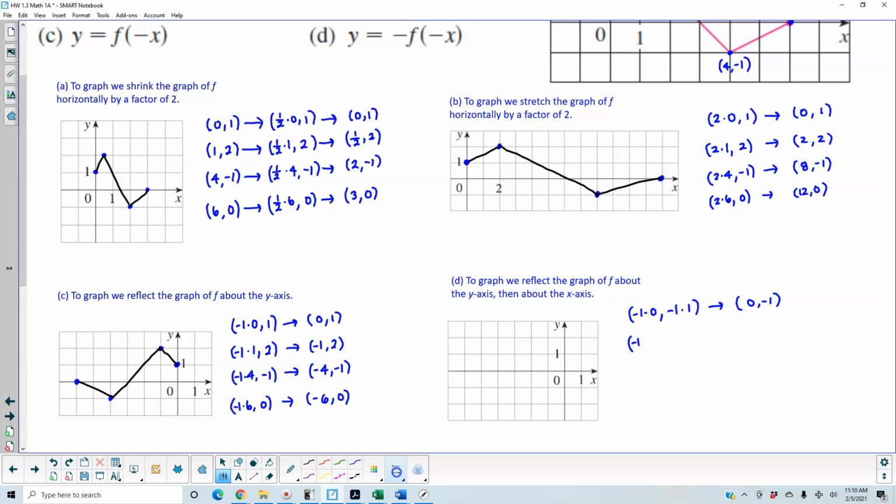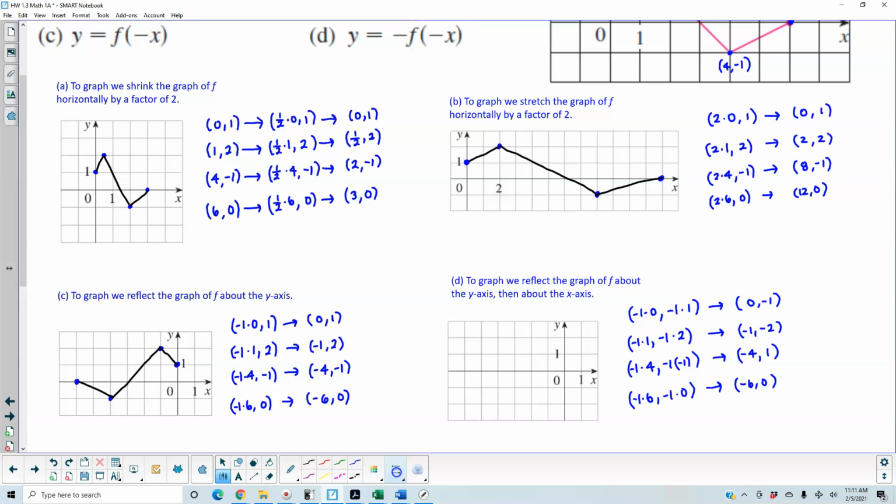We're going to take -1, multiply it by 1, and take -1 and multiply it by 2. So we get (-1, -2). And then we're going to take -1 and multiply it by 4. Take -1 and multiply it by -1 to get (-4, +1). And then we're going to take -1 times 6, -1 times 0, which gives us (-6, 0).